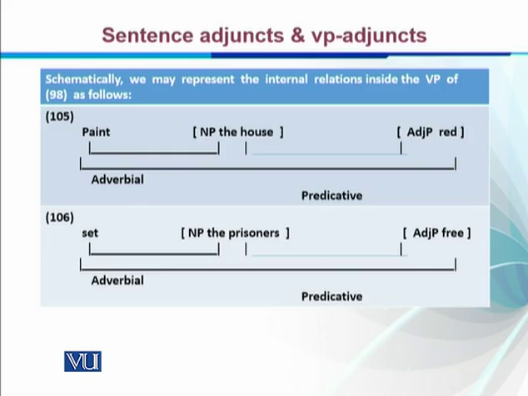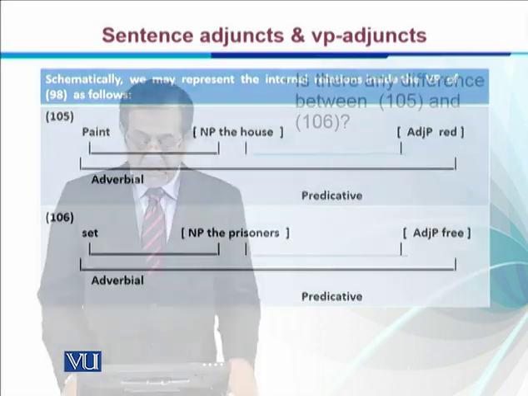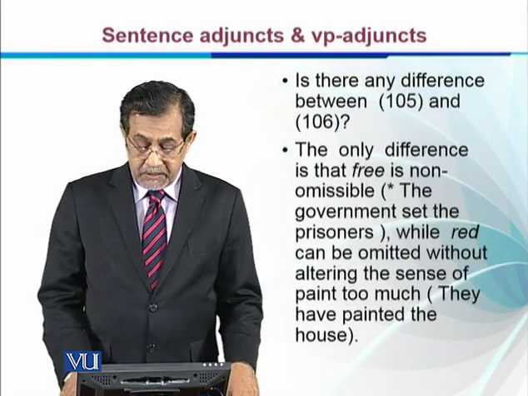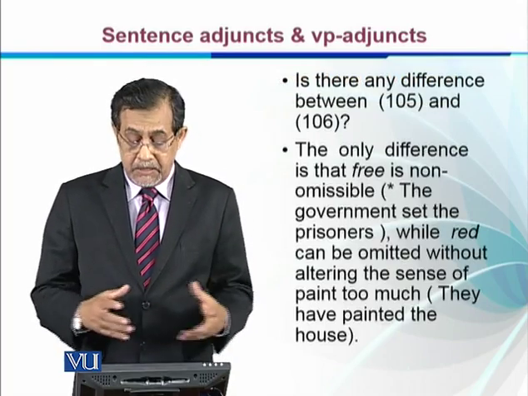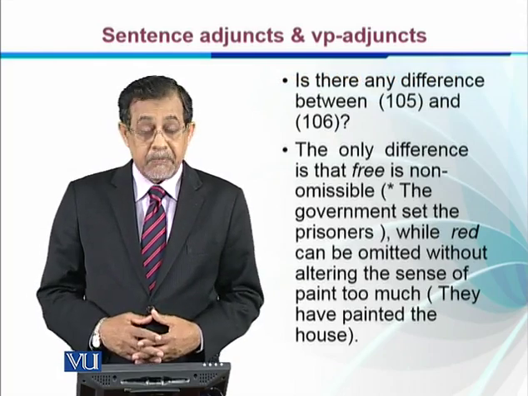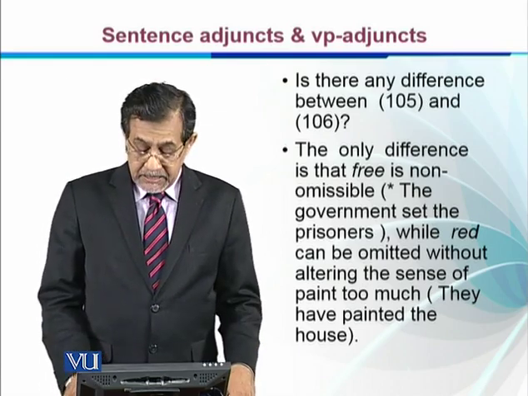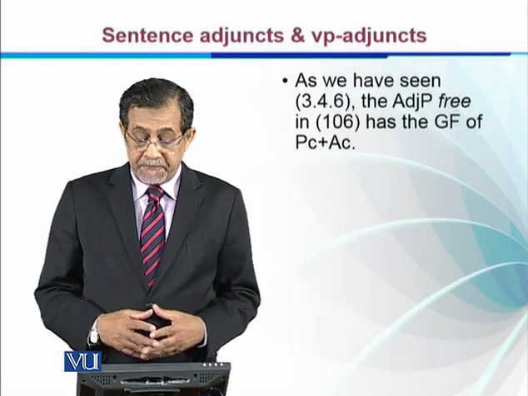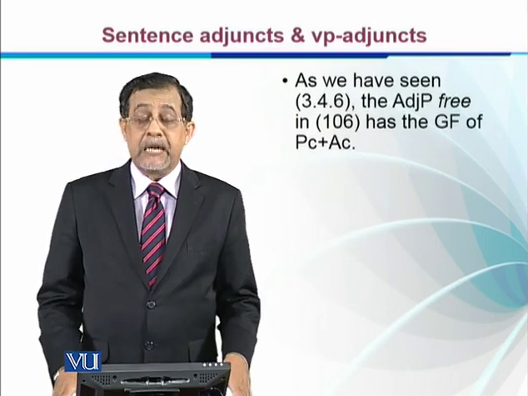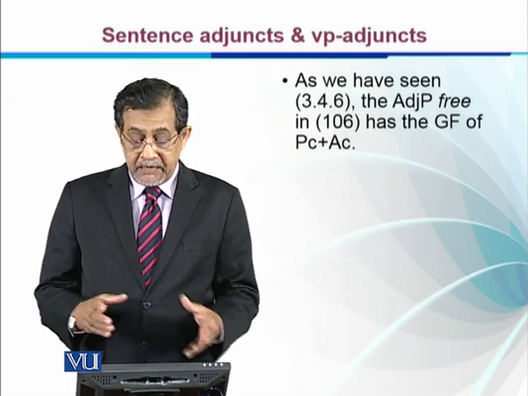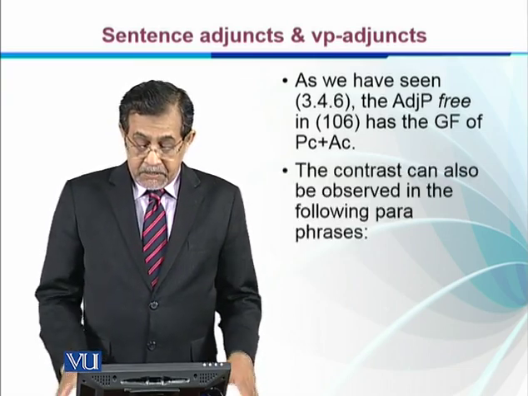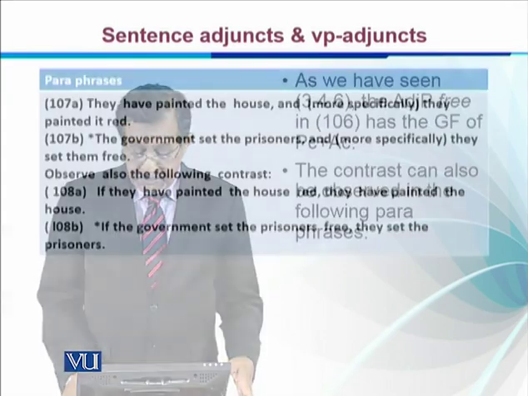But here, if we make a sentence like "The government set the prisoner" and omit "free" from the sentence, it may seem incomplete. So is there any difference between 105 and 106? The only difference is that "free" is non-omissible. "The government set the prisoner" will be an incomplete sentence, while "red" can be omitted without altering the meaning of the sentence. As we have seen, the adjective phrase "free" has the grammatical function of predicative complement and adverbial complement. The contrast can also be observed in the following paraphrase.